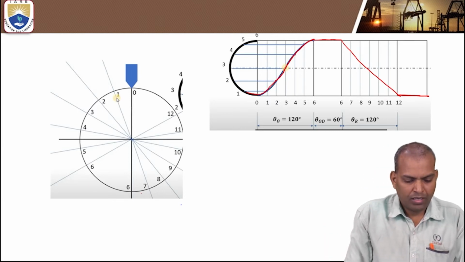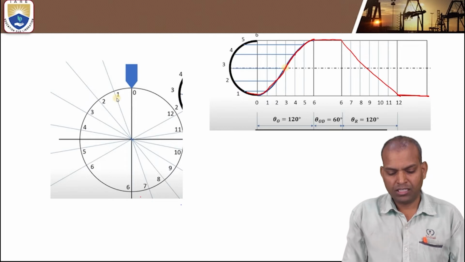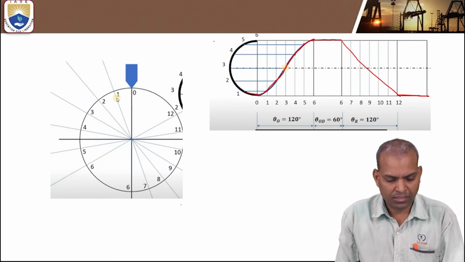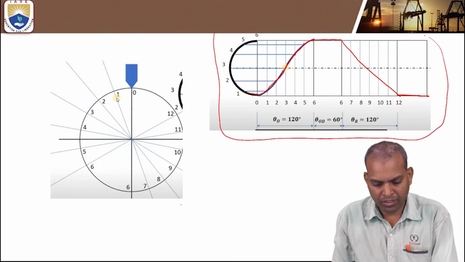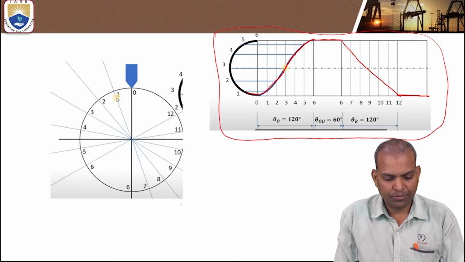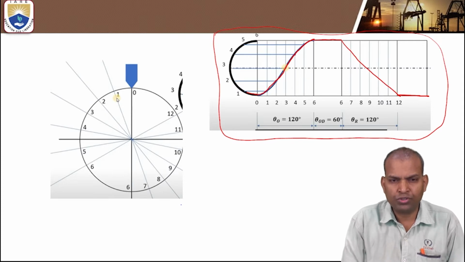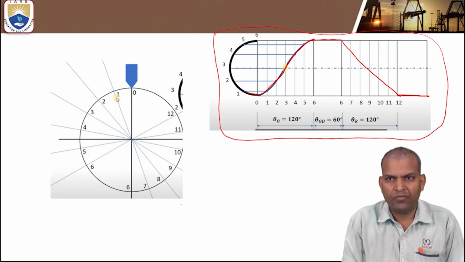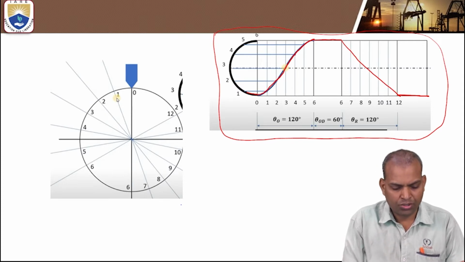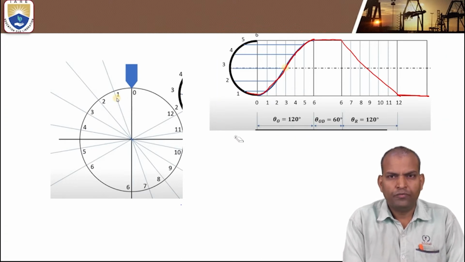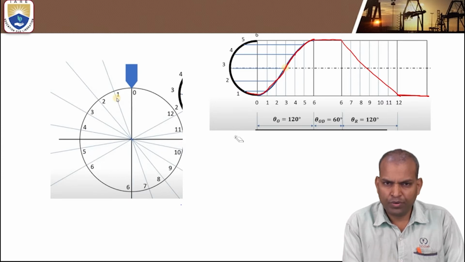Okay. Now after that, this is known as the complete graph. This diagram is known as the displacement diagram of a follower during a cam rotation. The follower has simple harmonic motion during the outstroke and uniform velocity during the return stroke. Now we have to draw a cam profile.